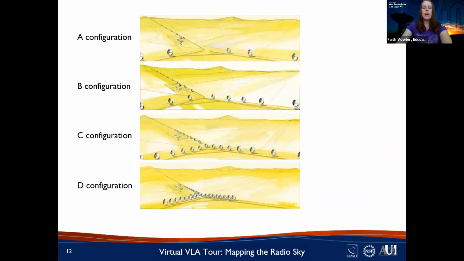So we have 4 major different configurations that we'll arrange these antennas in. We were feeling quite creative the day that we named them, so we called them A, B, C, and D. And in the A configuration, when the antennas are a long way away from each other, if you were to draw a circle around the outer edges of the antennas, that circle would have a diameter of 22 miles or 36 kilometers.